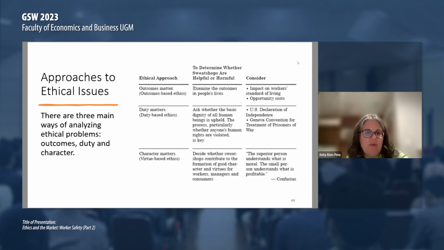The third approach that we want to consider here is this virtue-based ethics approach, that character matters. And so if we were going to determine if sweatshops were helpful or harmful under this type of approach, we would want to decide whether the sweatshops are contributing to the formation of good character and virtues for workers, for managers, for consumers, and maybe we're going to think about something about the superior person understands what is moral, the small person understands what is profitable, right? And maybe we would use that as a guidance to link our ethical idea to character and to virtues.